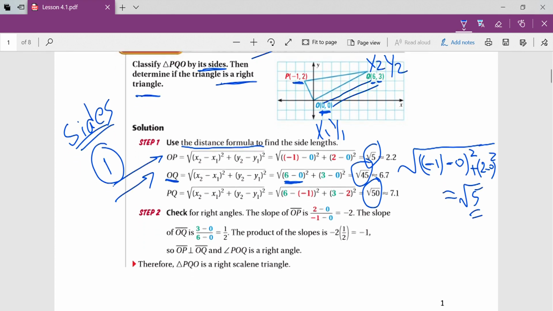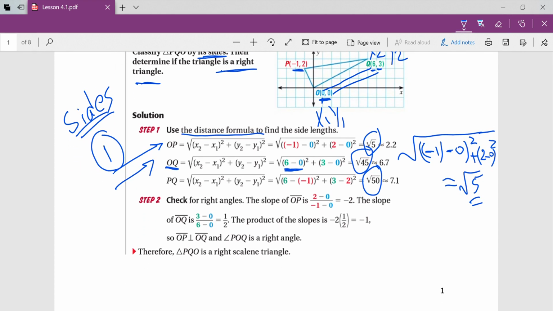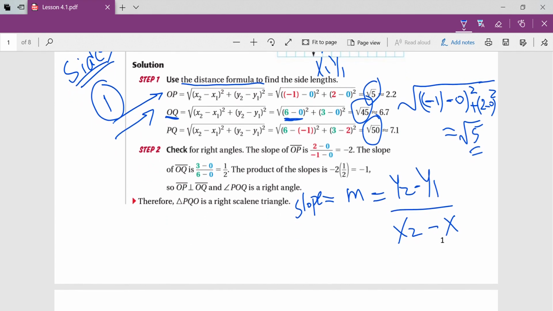To prove the right angle, the other part of the question, you're going to use the slope formula, which is m, slope, equals y2 minus y1 over x2 minus x1. You use the same points, and you will find the answer for each slope. For example, the slope of OP equals -2. The slope of OQ equals one half.